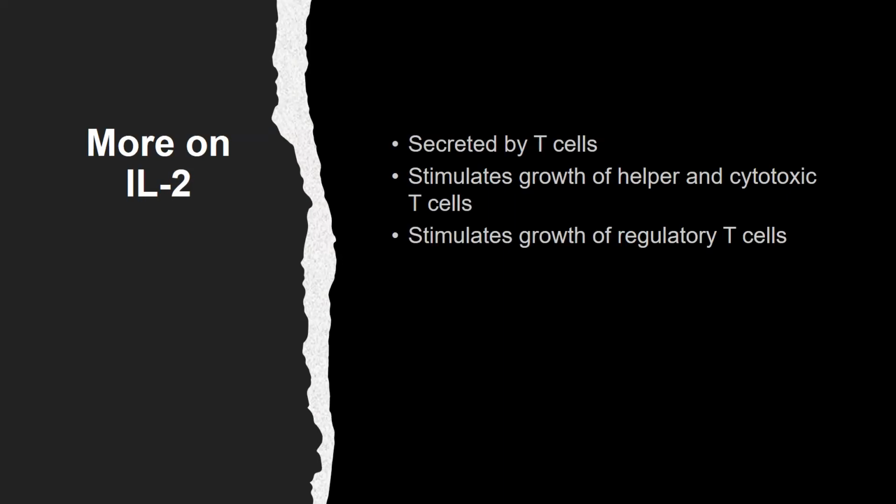IL-2, remember it's the T in T-bone. It's secreted by T cells. It stimulates the growth of helper and cytotoxic T cells. And it also stimulates the growth of regulatory T cells. So it's helping all of our T cells grow. So it's secreted by T cells, and it activates or induces stuff in T cells. So you could think of that as autocrine action. It also stimulates the growth of natural killer cells. That could be paracrine or endocrine action, depending on how far away they are.